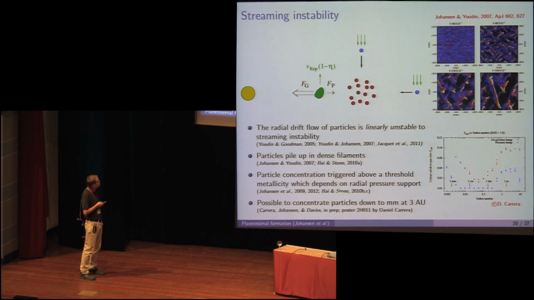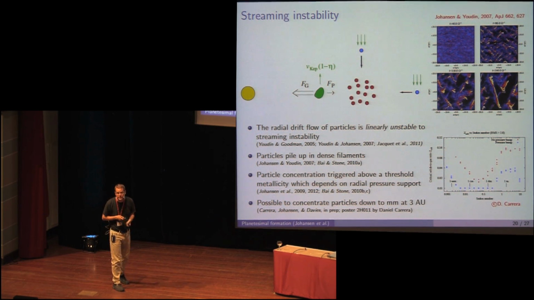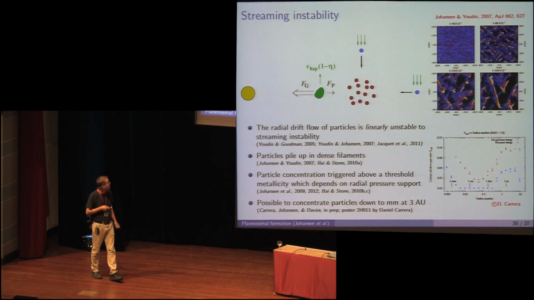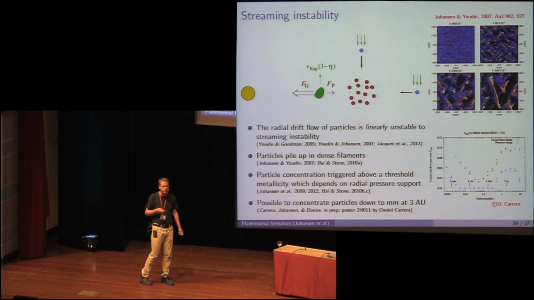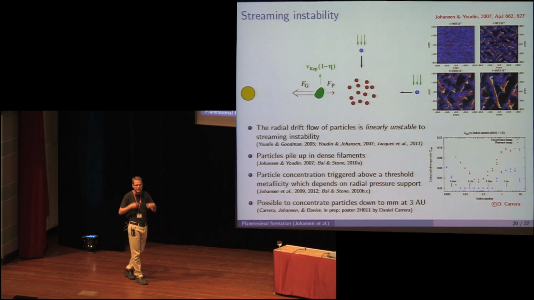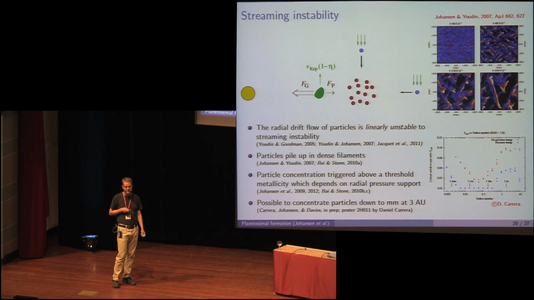Now, one thing we should say about the streaming instability is that you need a particle concentration. It gets triggered above a threshold metallicity, which can be a little bit higher than the solar metallicity. It depends on the radial pressure support, especially what was discovered by Bai and Stone 2010b. If you have normal radial pressure support, you might have to go to 2 times the solar metallicity to trigger the streaming instability, maybe by particle pileups, maybe by removing gas.